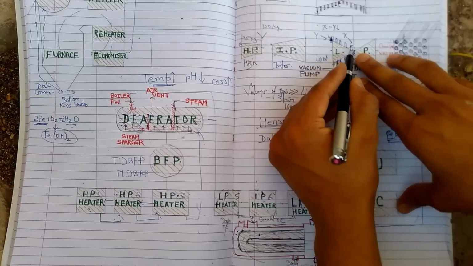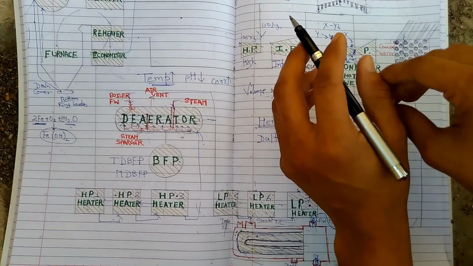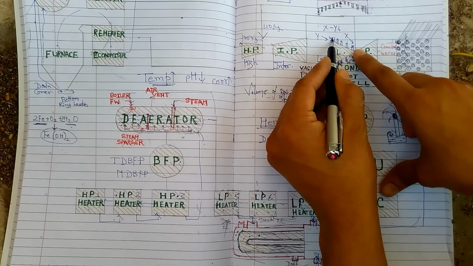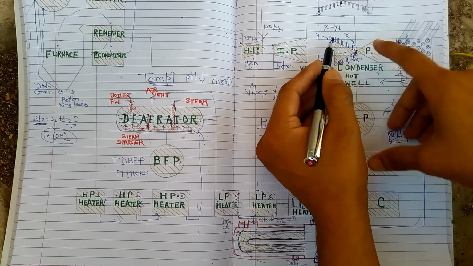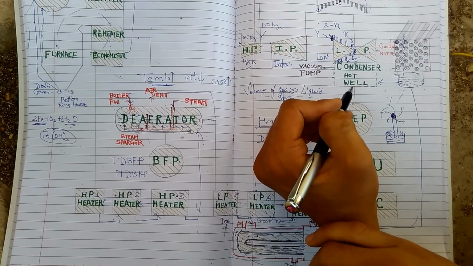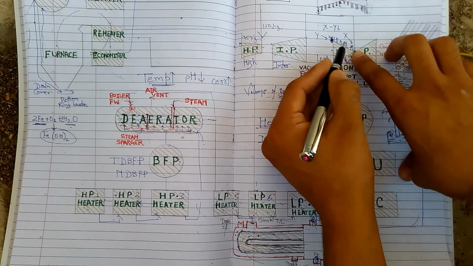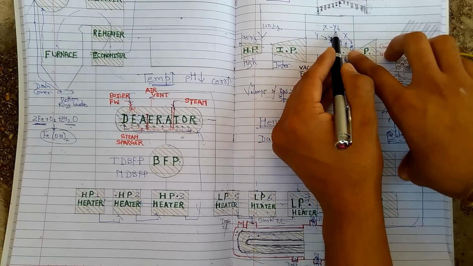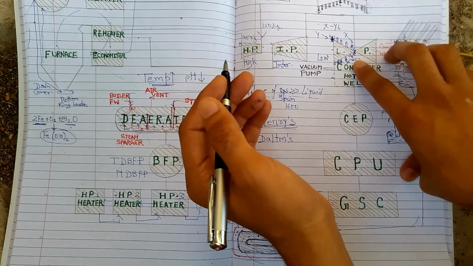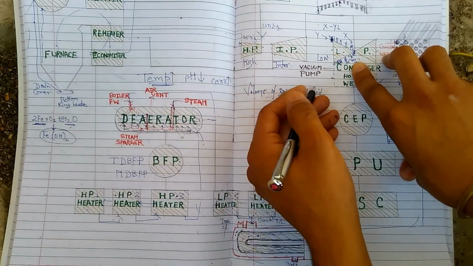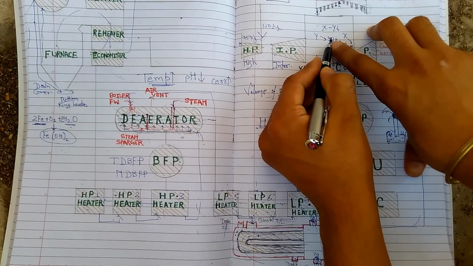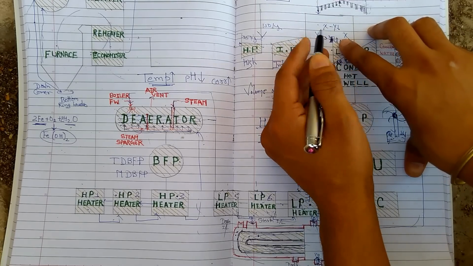Now how can I increase the efficiency of the steam working on the turbine? By increasing this pressure difference. The greater the pressure difference, the more work the steam will do on the turbine. Suppose I have pressure X here and pressure Y here, then I need to increase the value of X minus Y. How can I do that? I can reduce the value of Y. If I reduce Y, the value of X minus Y will increase.